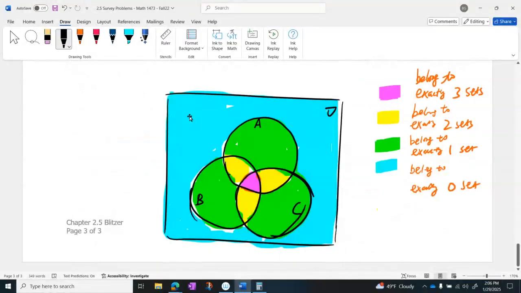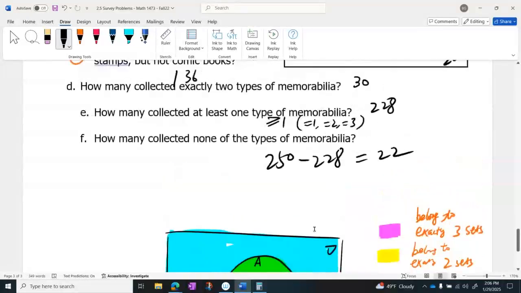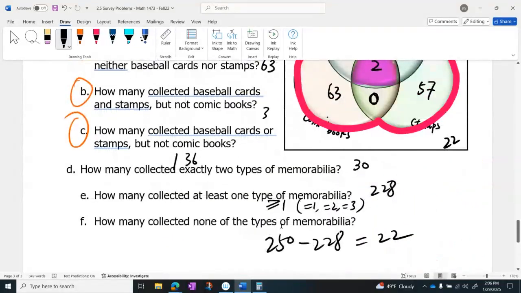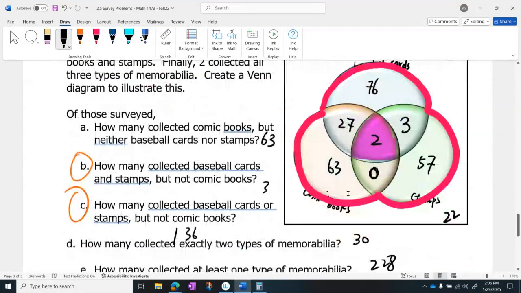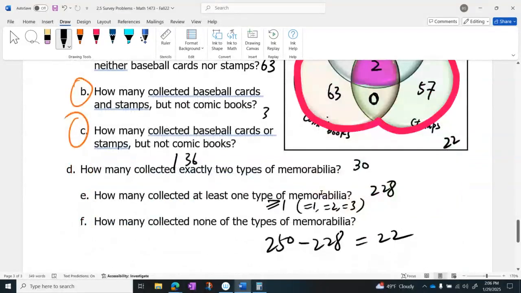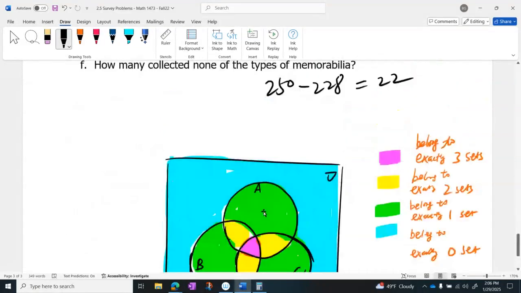Just like this, right? The people who fall in the blue region collect none. We just need to use the total number of people, 250, minus the number of people who collected at least 1. This is this region, which has 228 elements. The difference would be the number of elements in the blue region.